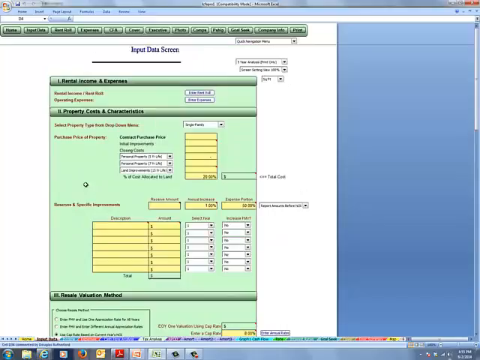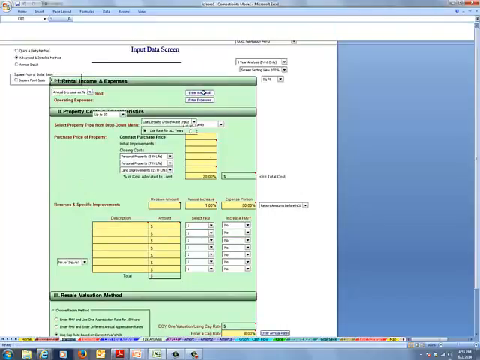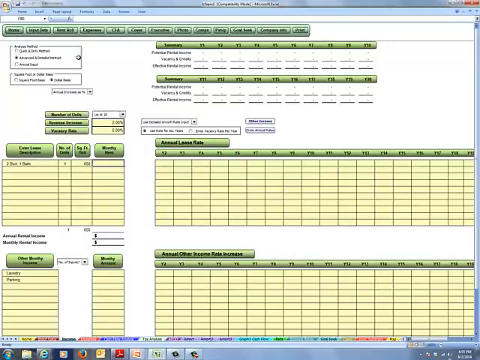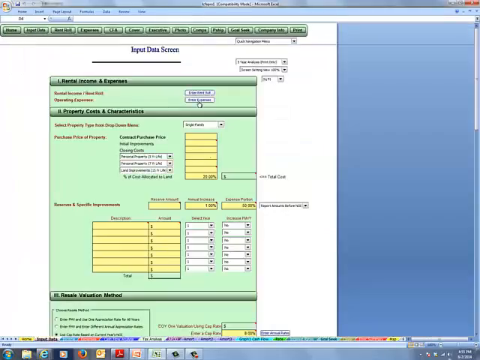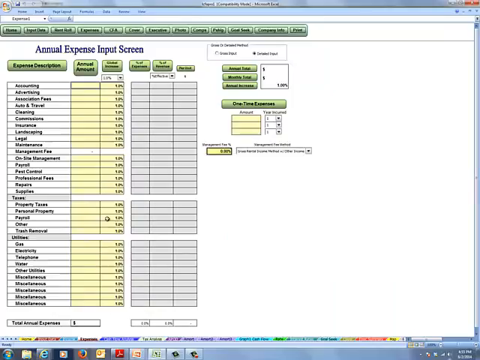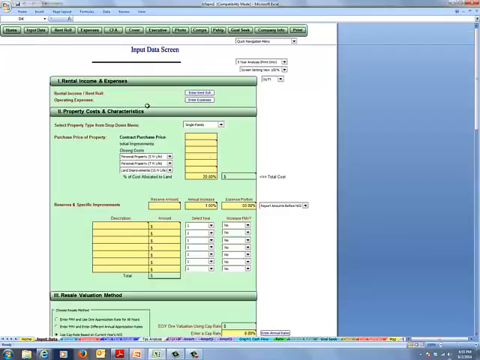Now, first thing you do when you come to this particular screen is you can jump right over by clicking on the rent roll, taking you to the rent roll category, which is the same screen that you would get to if you clicked on this tab up here. Same is true with the expenses. You can click on the expenses, fill in the blanks there, jump on back over to the input data screen. So it's very easy to jump around on the cash flow analyzer.